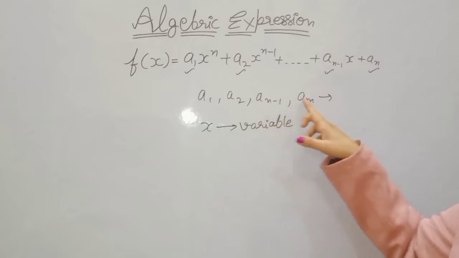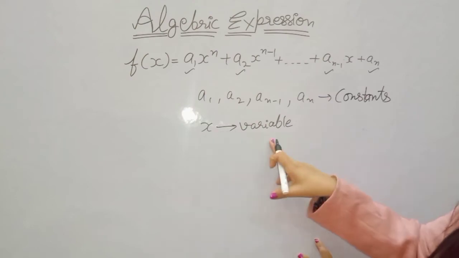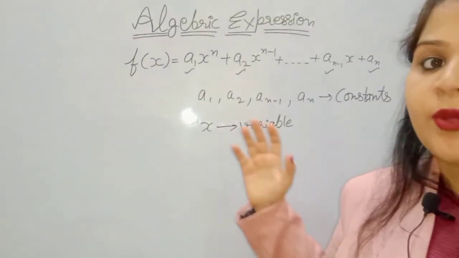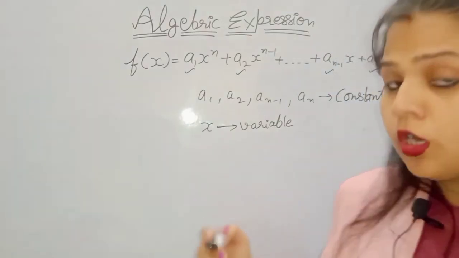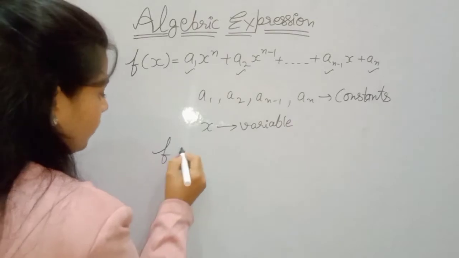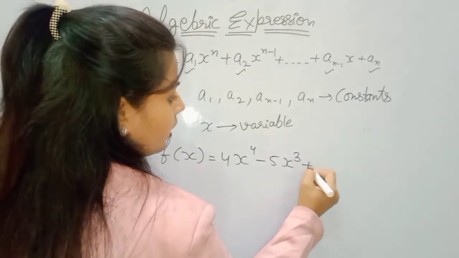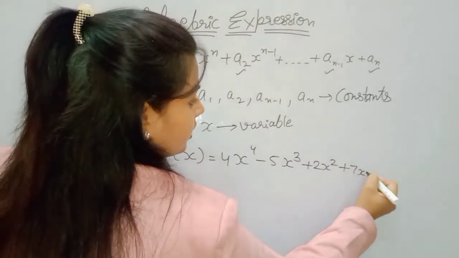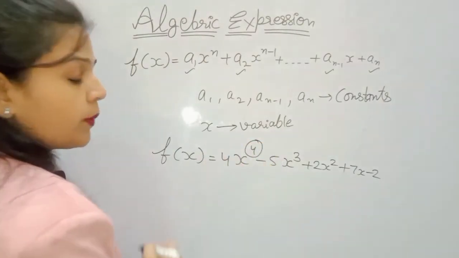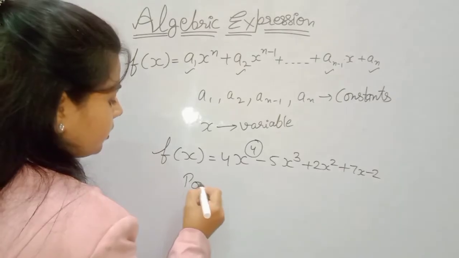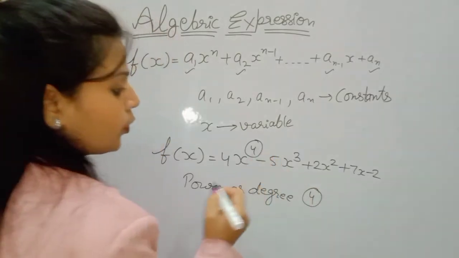a1, a2, an minus 1 and an, these are constants and x is a variable. So in this algebraic expression, the maximum power of x is called the power of the algebraic expression. For example, we have 4x raised to power 4 minus 5x raised to power 3 plus 2x square plus 7x minus 2. This is the algebraic expression. So what is the maximum power of x? The maximum power is 4. So the power, or we can say degree of algebraic expression is 4 in this case.